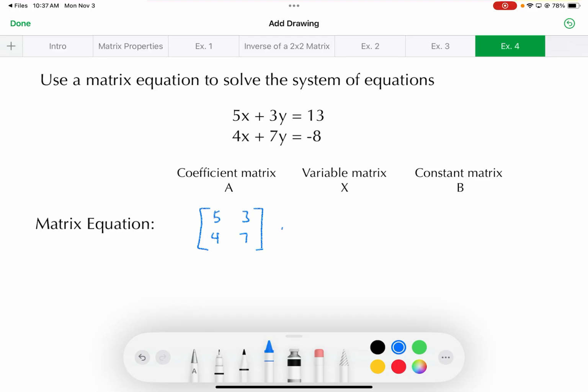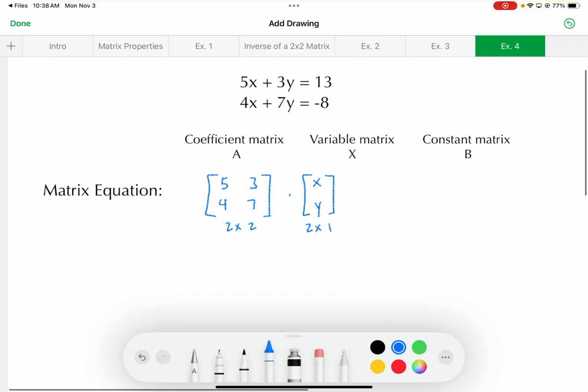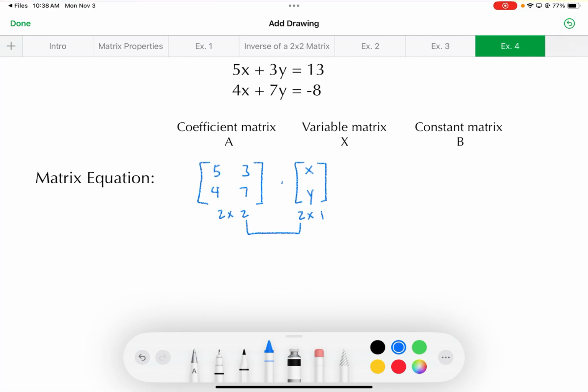Okay, I'm going to multiply that by the variable matrix, which would be a 2x1, 2 rows, 1 column, where the top element is X, the bottom element is Y. Now let's pause there and make sure we understand how this works with the original system. So think, if I've got a 2x2 with a 2x1, the inner dimensions are equal, so the product will be defined, and it will create a 2x1, right?